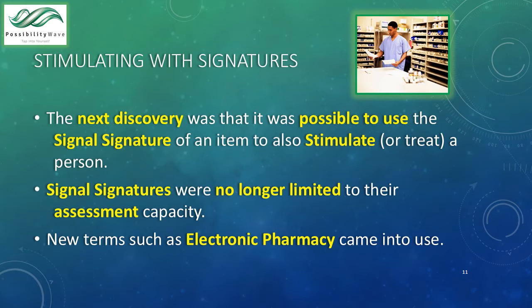So these, what we'll call here signal signatures, what I would call in general information codes, because they could be coded, but you can remember that you can also use them without encoding them. So sometimes I just call them signal signatures, sometimes information codes. They're no longer limited to the assessment capacity. And still, most of all of this is going on in Europe at this time.